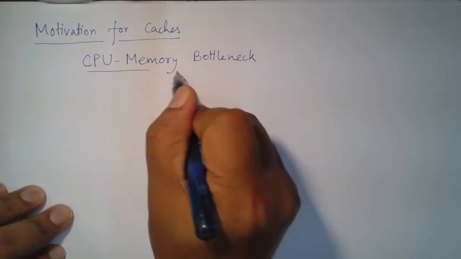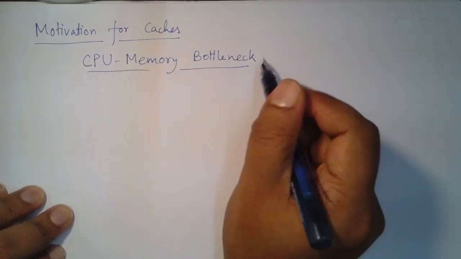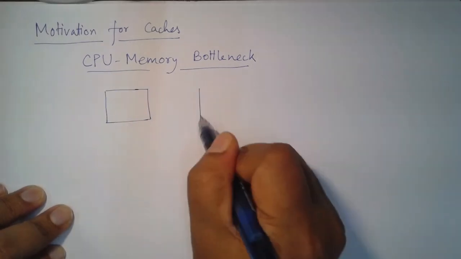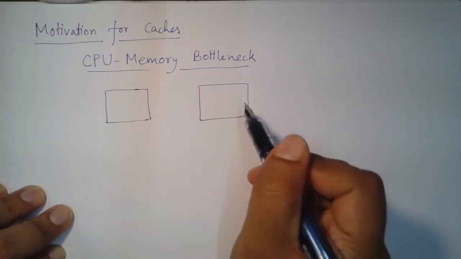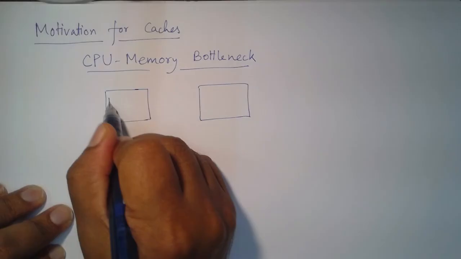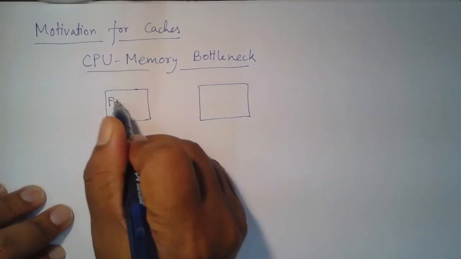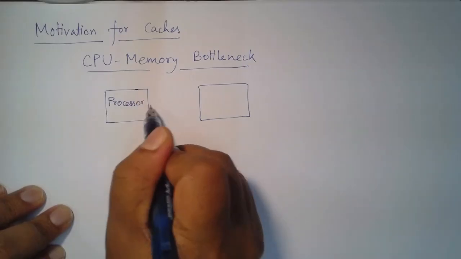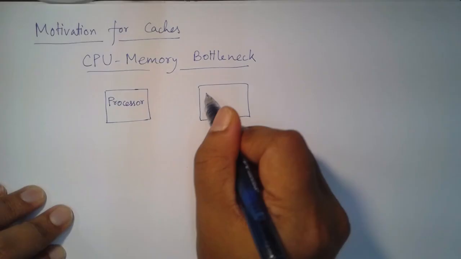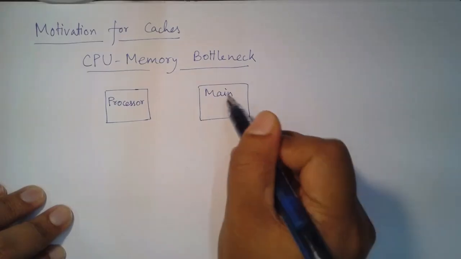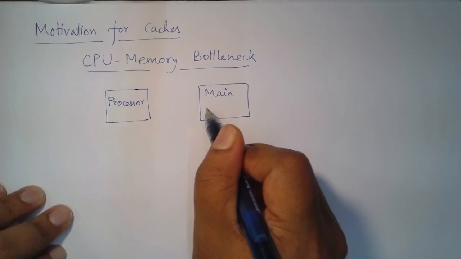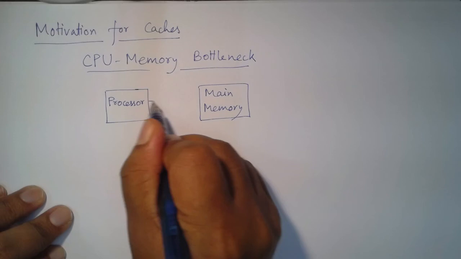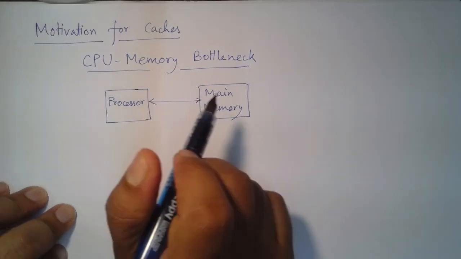We are already partially familiar with this CPU memory bottleneck. We know that the processor can do things much faster compared to the memory, and that is why most of the time the processor is waiting for the data to execute, because the data takes much more time to be available. So, if I draw this block diagram of processor and main memory, and look at their interconnection, the communication between them.